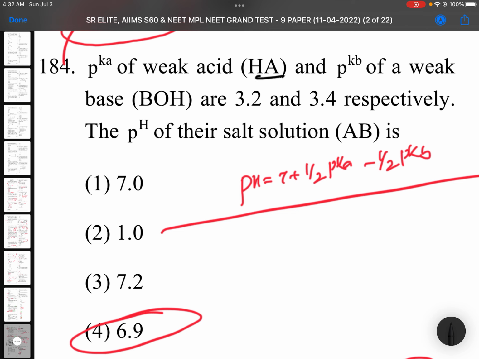A weak acid and weak base, pKa and pKb are given. The formula is pH equal to 7 plus half of pKa minus half of pKb. pKa is given here, pKb is given here. Slightly it is more, so it is 6.9.